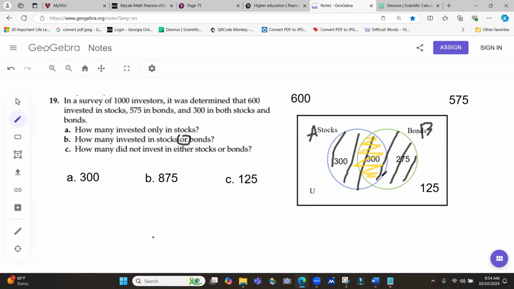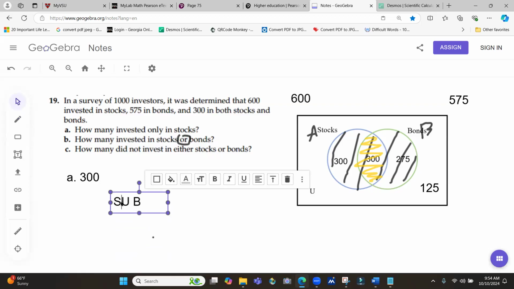If it says or, you will have to take all of A or all of B, and you don't count the overlap twice. It doesn't make sense to count the overlap twice. Overlap should be counted only once. So when this says stocks or bonds, you mean this: stocks union bonds. It looks like the word sub, but it's stocks and bonds.